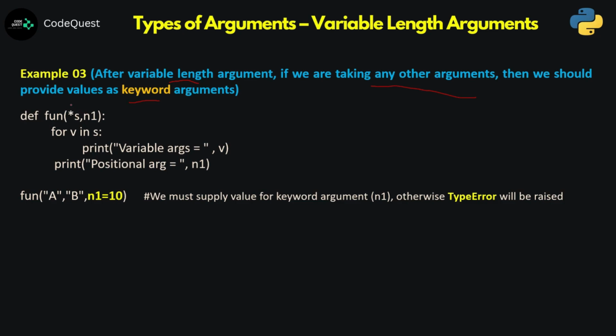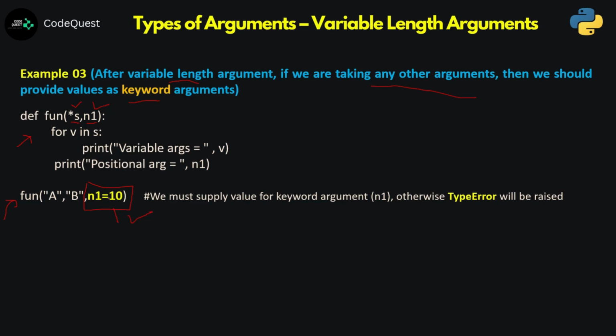Like you can see here, there are 2 arguments. First we have taken this variable length argument, and second is another argument. Now in this context, whenever you call this function, because this s can take up any number of arguments, it is compulsory that I supply a value for this n1 also. So each time you call this function, that last one is nothing but your keyword argument.